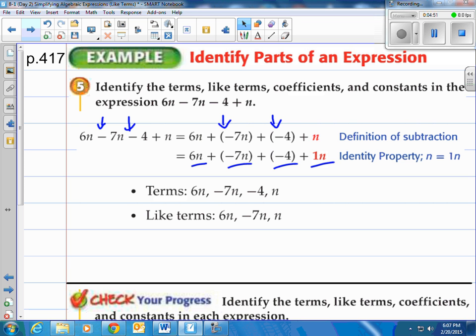What goes together? Well, if you notice, the 6n, the negative 7n, and the n all have an n with no exponent on it. Therefore, they all go together. So those are like terms.